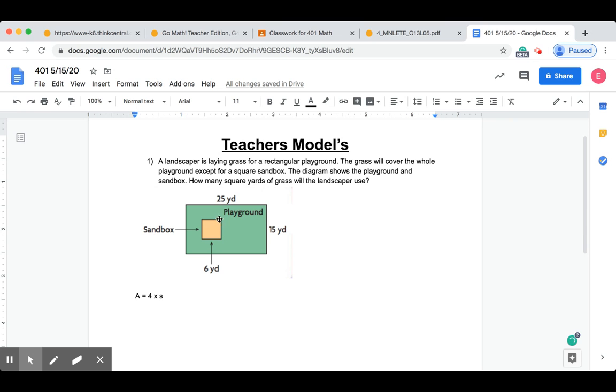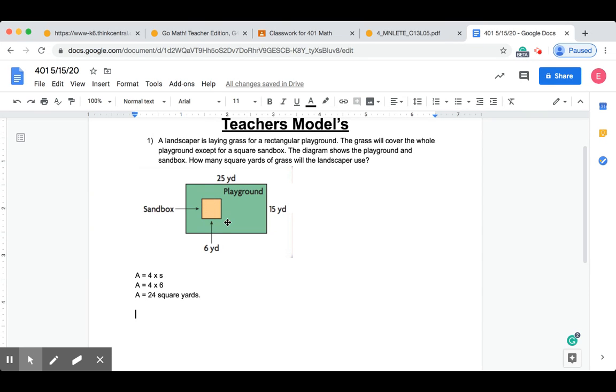So the first thing I'm going to do is find the area of this square. Now it's already labeled that our side is 6 yards. So our area will equal 4 times 6. Now I know that 4 times 6 equals 24. So I know the area of our sandbox will be 24 square yards. I know that's the area of the sandbox.